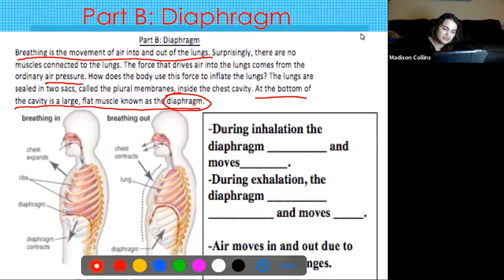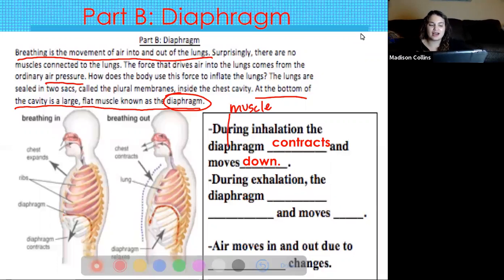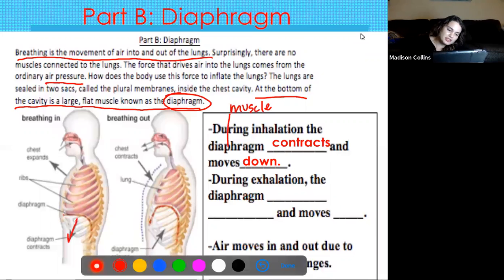Okay, so this diaphragm is found right here. Again, it's pretty hard to see because it is a flat muscle. This singular line right here represents the diaphragm. So how does this help us breathe? Well, during inhalation, the diaphragm is going to contract. Remember, the diaphragm is a muscle, so it can contract. And when it contracts, it moves down. So this diaphragm is going to contract, moving down. And when this happens, it allows air or oxygen to flow into your lungs.